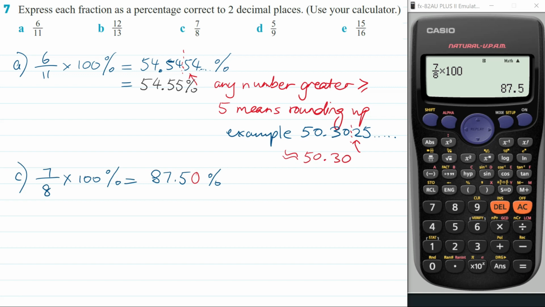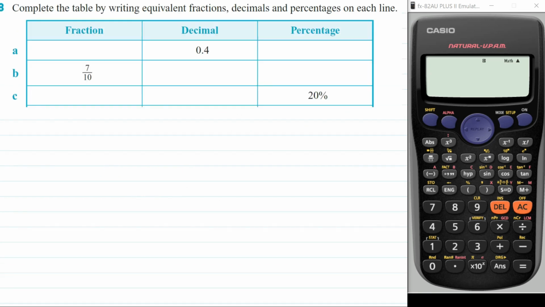Pause the video now to do the rest of question 7. In question 8, you're going to use a mix of skills that you have learned previously to convert between fractions, decimals, and percentages. I'm going to start you off with a couple of examples, and you can continue the rest of the questions yourself. Now, to convert between decimals and fractions, it's very easy to do this on the calculator. There are 2 ways to go from a fraction to a decimal. So let's have a look at part B. Now we have the fraction 7/10.